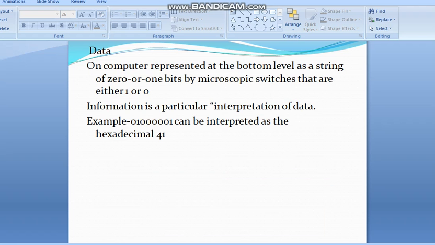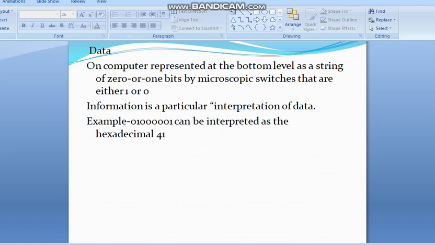You know that on a computer, data is represented at the bottom level as a string of 0s and 1s. On a computer, data is represented in the form of 1 or 0 bits. Our data is stored in 1 or 0 bit format. Information is a particular interpretation of data. Information is the interpretation of data.